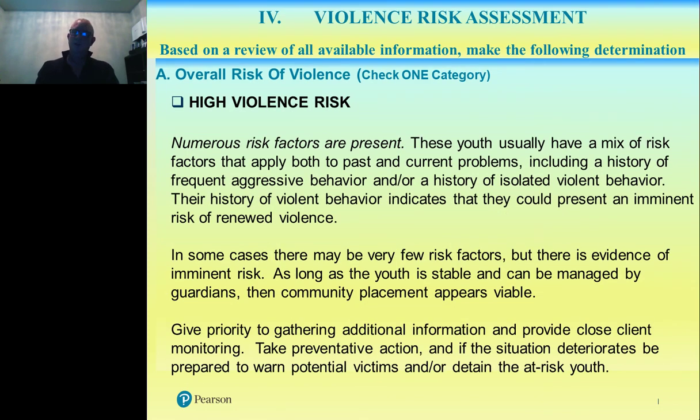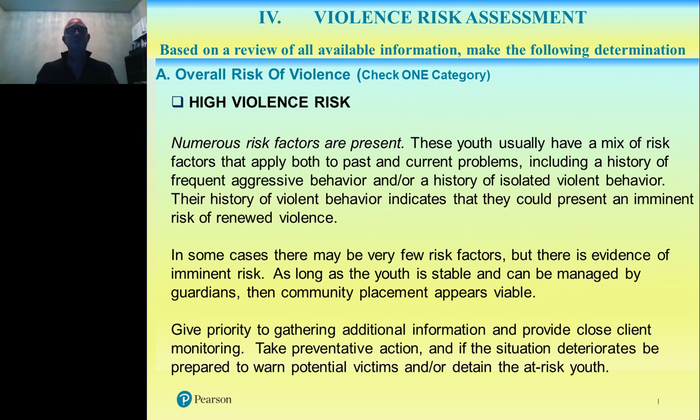So then the high violence risk is where there are numerous risk factors present. These youth usually have a mix of risk factors that apply both to past and current problems, including a history of frequent aggressive behavior and a history of isolated violent behavior. They can present an imminent risk of renewed violence. In some cases, there may be very few risk factors, but there is evidence of imminent risk because the ones that are there are serious. As long as the youth is stable and can be managed by guardians and the community, placement appears viable.